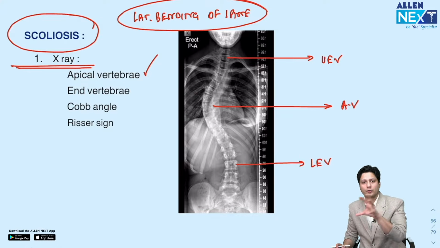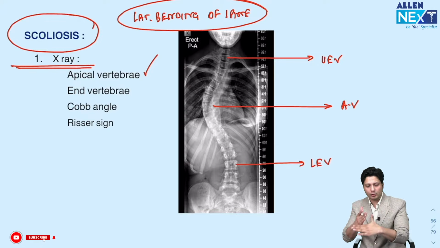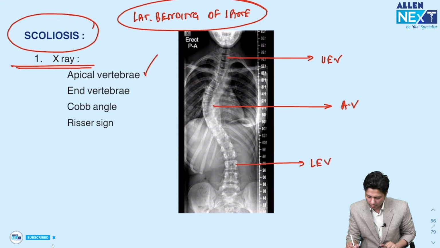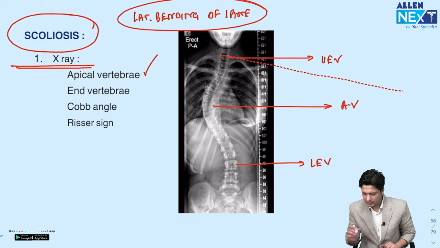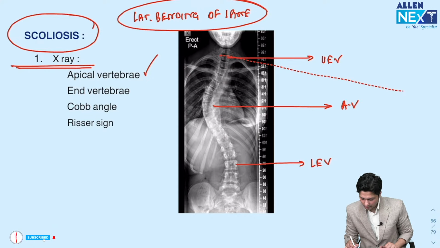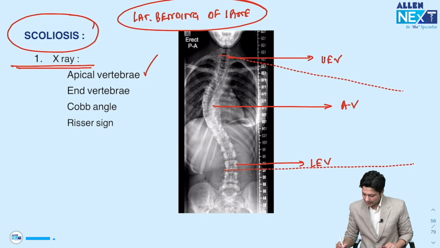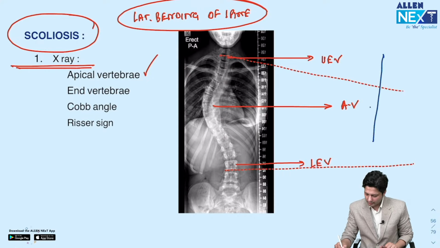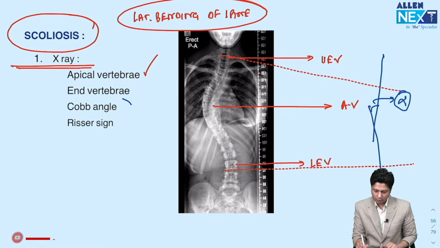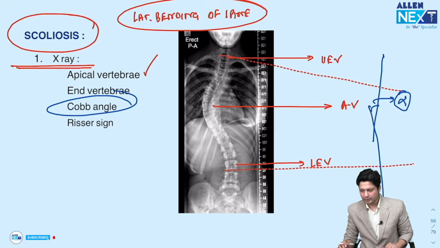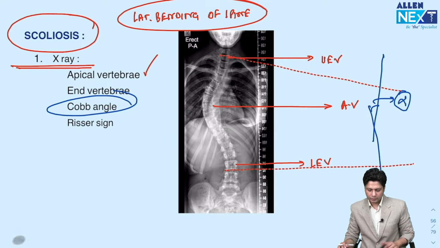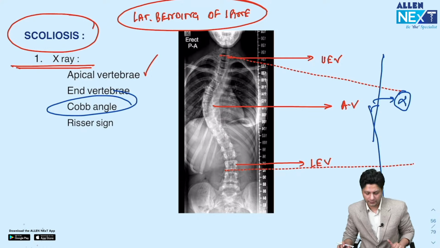Now, what is the importance of naming these vertebrae? It is to calculate the angular deformity. If you draw a tangent from the upper end of the upper end vertebra and the lower border of the lower end vertebra, and you drop a perpendicular in between the two, the angle you get is the Cobb angle. So the answer for this question, scoliotic deformity, is the Cobb angle.